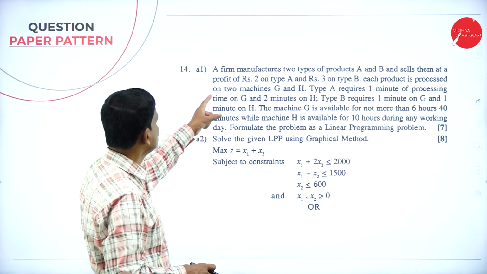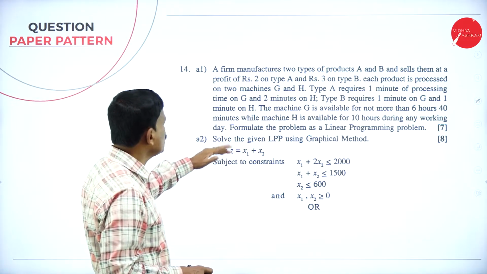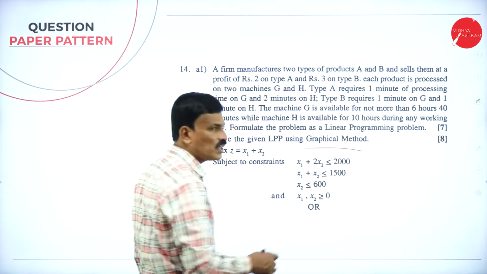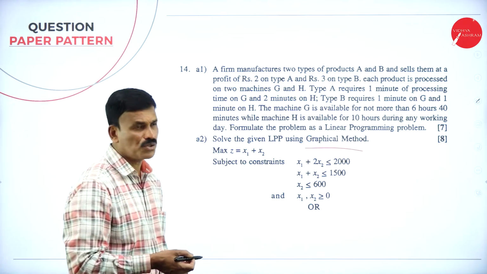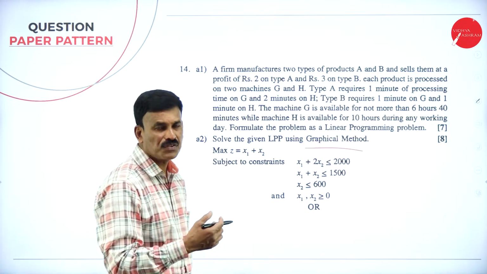One question is given, that is the formation of a linear programming problem. Another one is finding the solution using the graphical method. So first is the formation of a linear programming problem, and another one is the solution for a linear program. This is very important. This is the easiest problem to get the 15 marks.